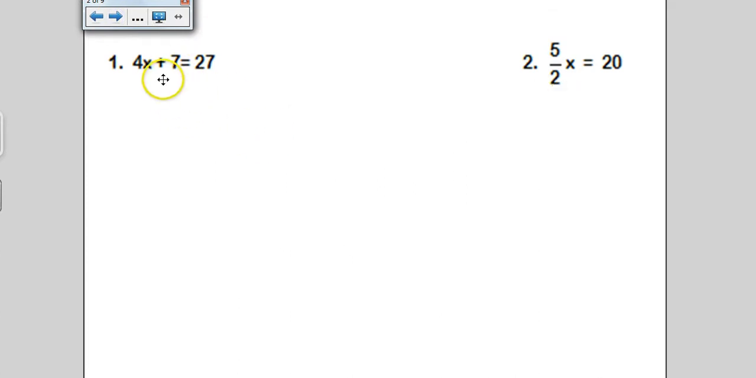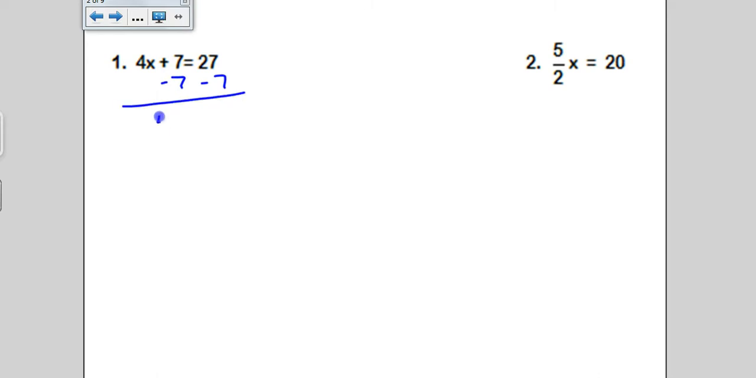You're going to want to collect everything that's the x to one side and the non-x's to the opposite side. So we're going to go ahead and subtract 7 from both sides, giving us 4x equals 20. And then we'll divide both sides by 4. So x equals 5. Now hopefully that didn't give you any trouble. Let's look at number 2.